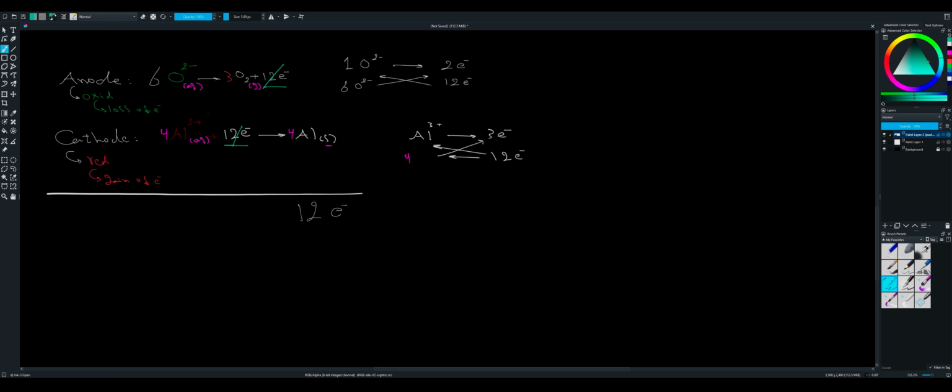So what are our reactants? We have 6 oxide anions, aqueous state, plus 4 aluminum anions as well, 3 plus, also in aqueous state, and I really should have cleared those 12 electrons, because as I said, they are not going to make it to the final reaction. Let's get rid of those.